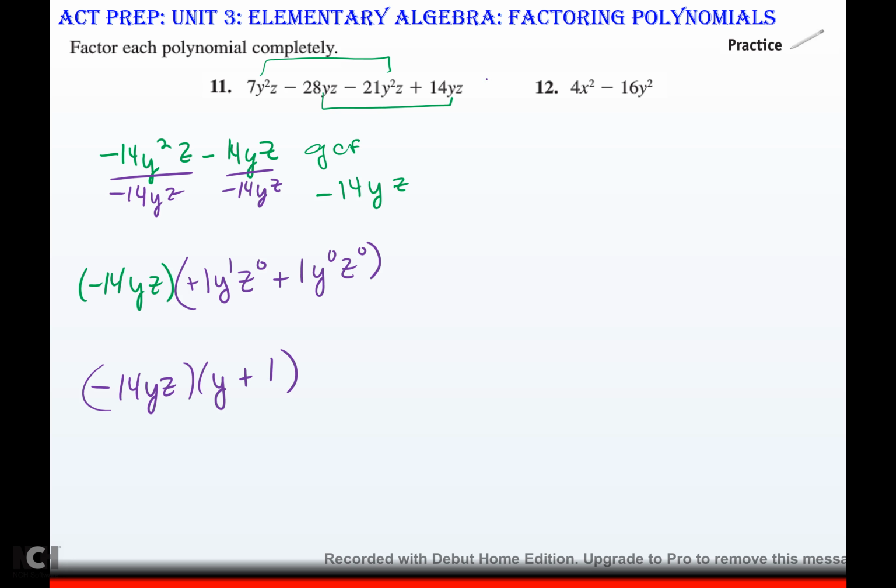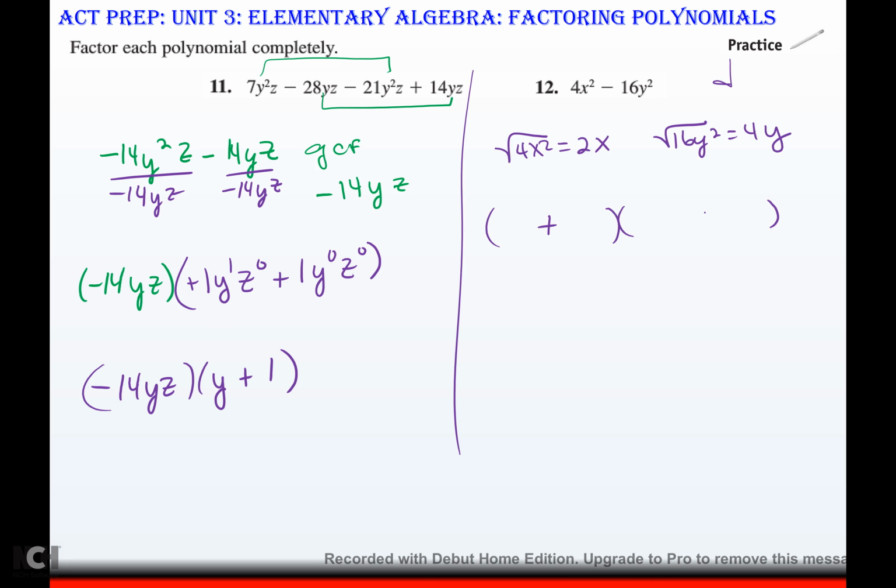Okay? On 12, I have difference of squares. If the ends are perfect, the square root of 4x squared is 2x. The square root of 16y squared is 4y. So binomials, plus and minus. And my terms are 2x plus 4y and 2x minus 4y.